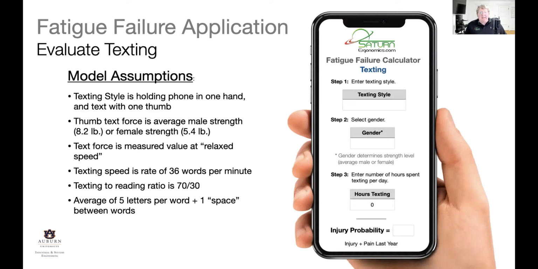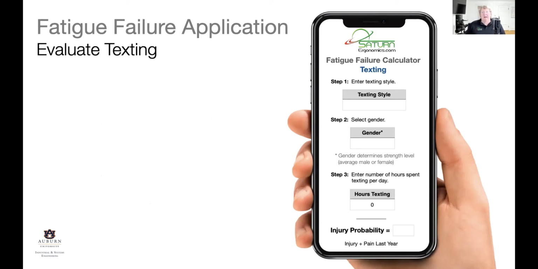Texting speed is 36 words per minute. That's a common rate, sort of like typing on a computer. And I assume the text to reading ratio is 70-30. You read faster than you text, so you probably spend, it's an assumption, 70% of the time texting and 30% of the time reading. And then an average of 5 letters per word plus 1 space between words.